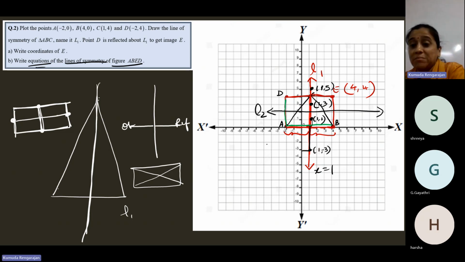Now L2. Let me mark carefully. Now let me mark this point. This point is 9, 2. Now let me mark this point. This one is 6, 2. Now let's take this point. Oh, see, it's minus 3, I saw it as minus 2. Minus 3, 2. So what is fixed? 2. Y is 2. So y is equal to 2 is the equation of L2.